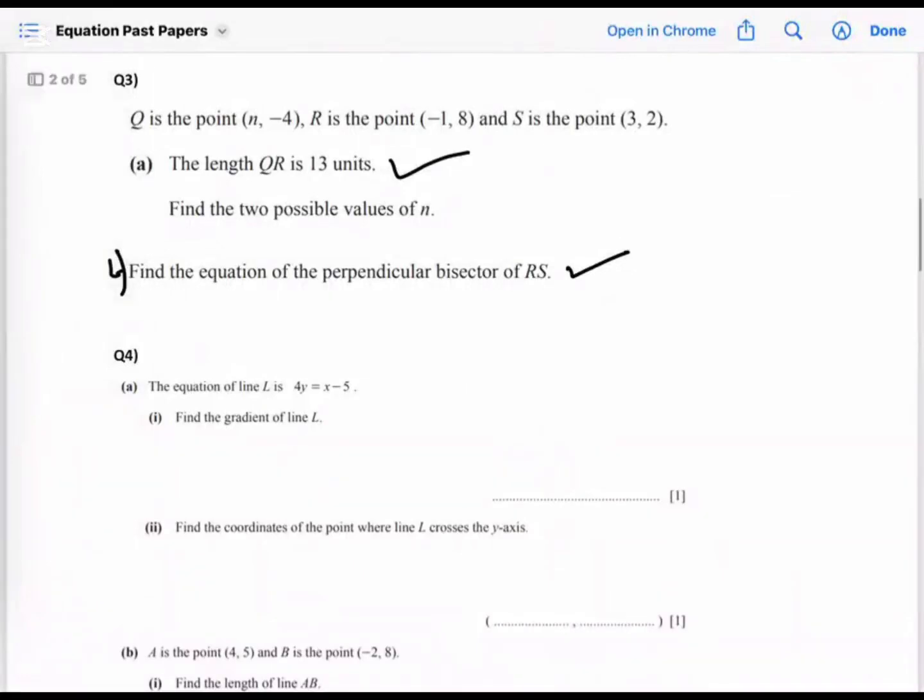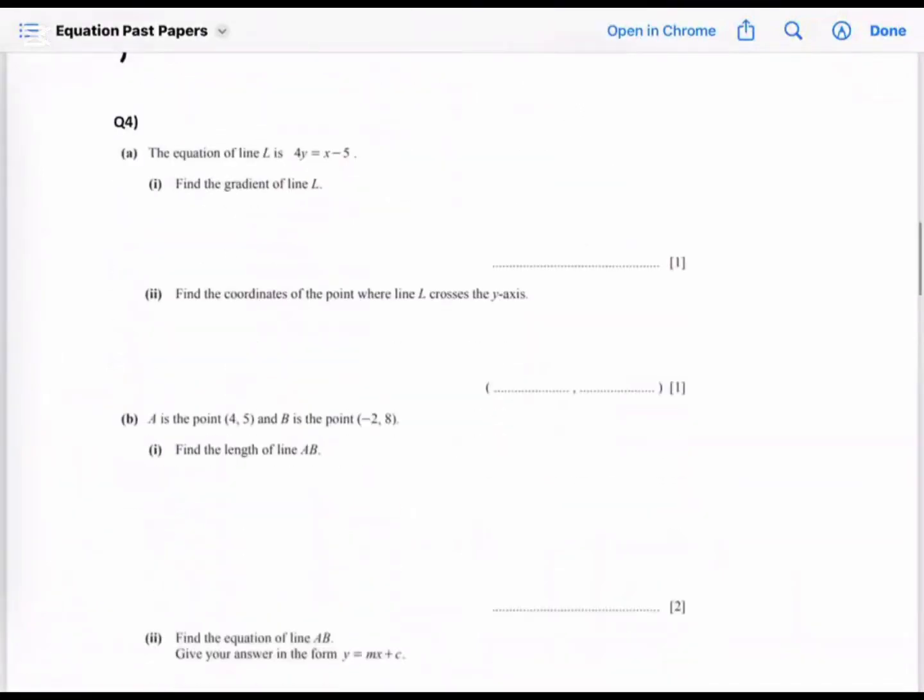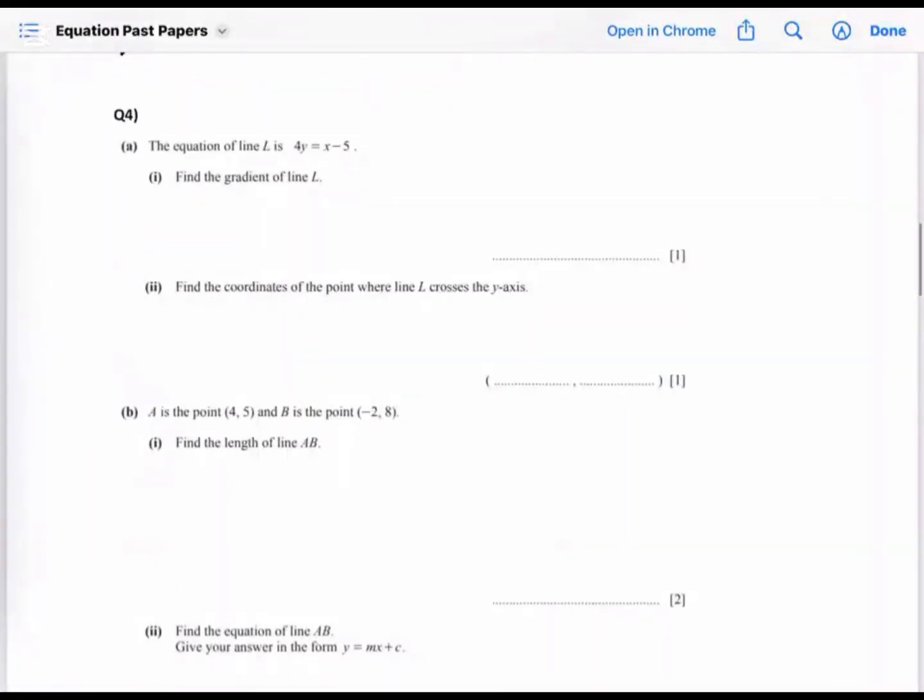As I already shared the topics, this is also included. I'm just going through these because if there is any question that is a little bit difficult or a little bit different, then we will solve that question.